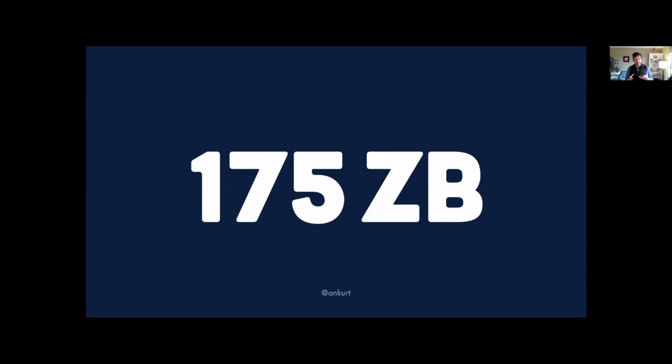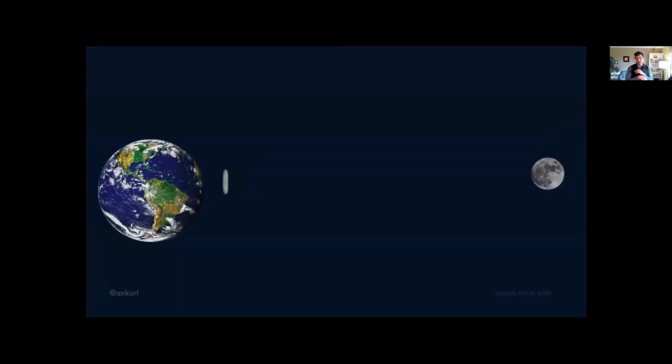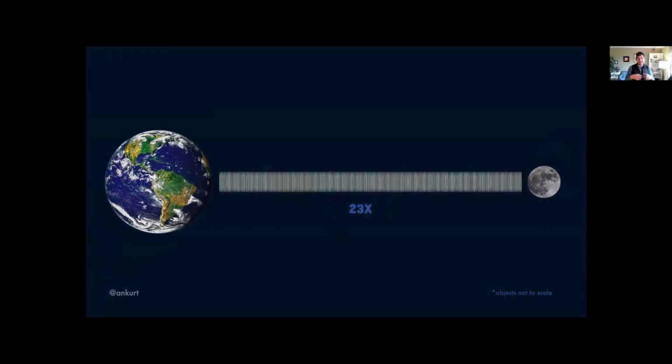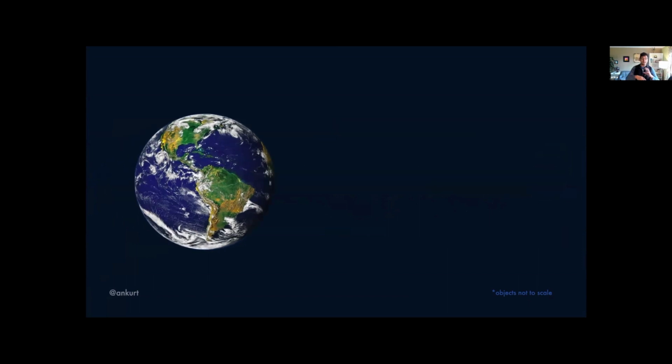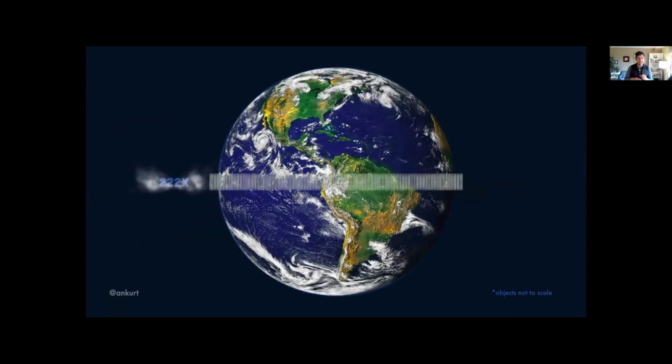And if that wasn't enough, people came up with all sorts of ways to help us visualize this gigantic number. And for some reason, all of these visualizations actually involved DVDs, okay? And it was really interesting. In fact, they talked about if you were able to store this data on DVDs, then you could have a stack of DVDs that go from here to the moon 23 times. And then another one was if you were able to store this data on DVDs, you could have a stack of DVDs that would go around the earth and circle back 222 times.